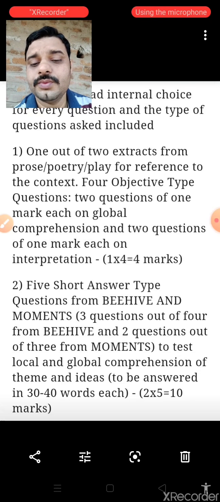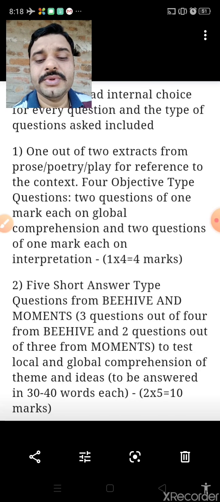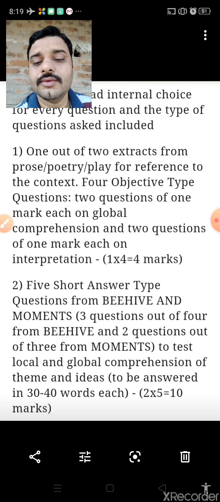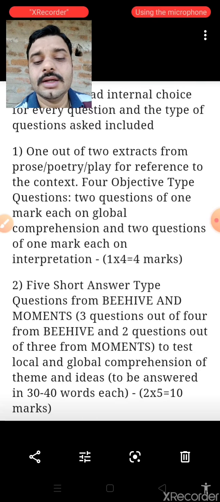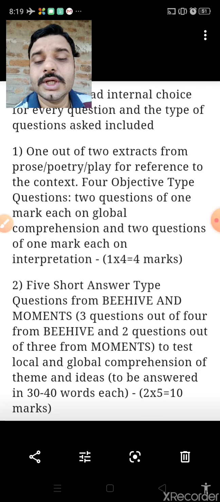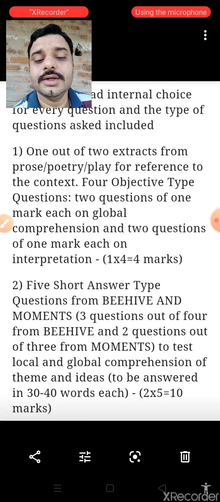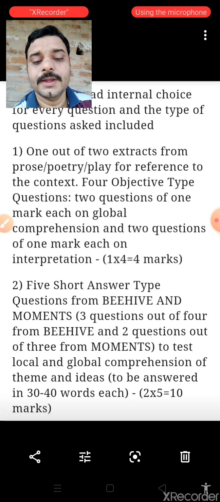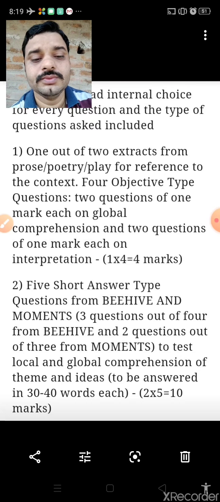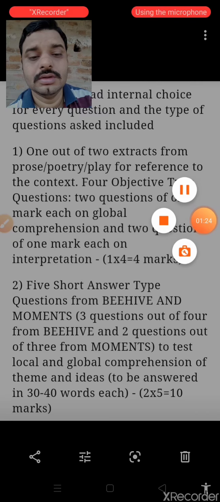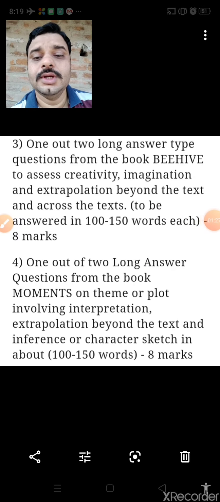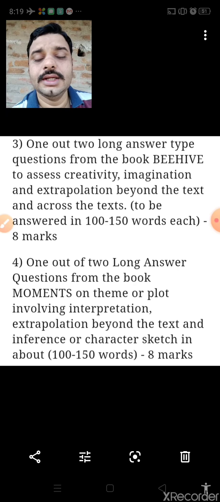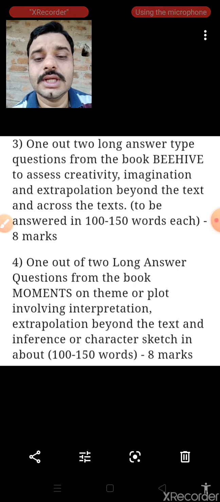Now come to the short answer type questions. 3 questions from Beehive and 2 questions from Moments. This is actually an example given from class 9. This way you have your 3 questions from your first slide, that is your Beehive, and 2 questions from your supplementary, that is Footprints Without Feet. Pattern is almost same as I told you. And there will be 2 long answer type questions of 100 to 150 words each, carrying 8 marks. So this is the syllabus for English.